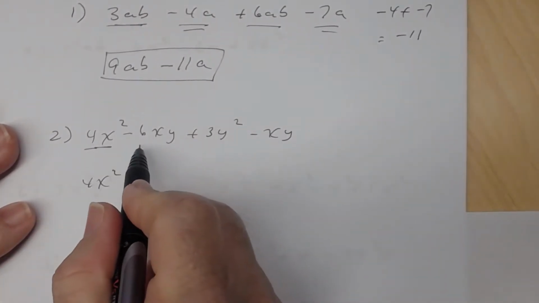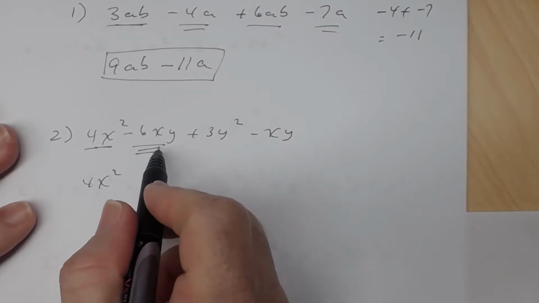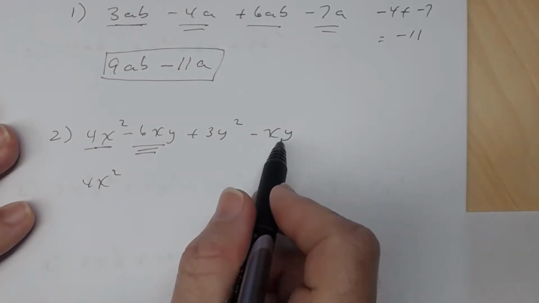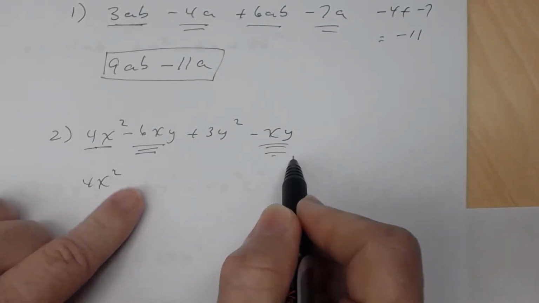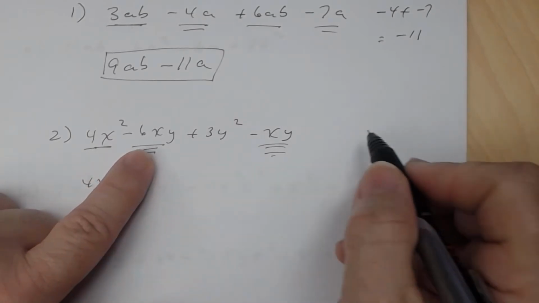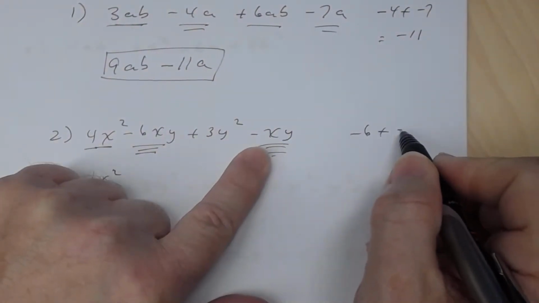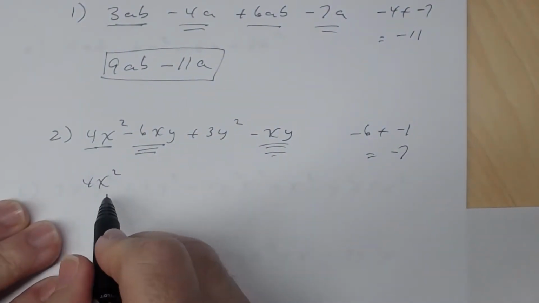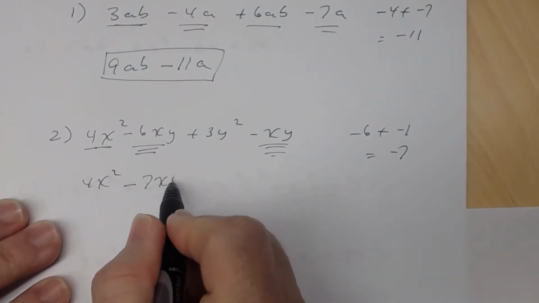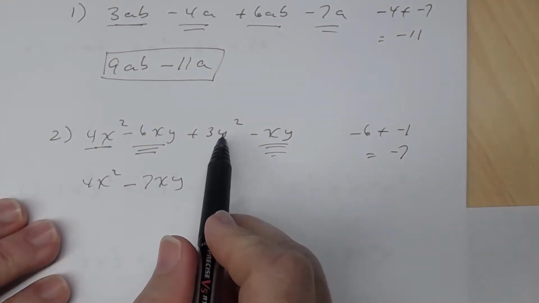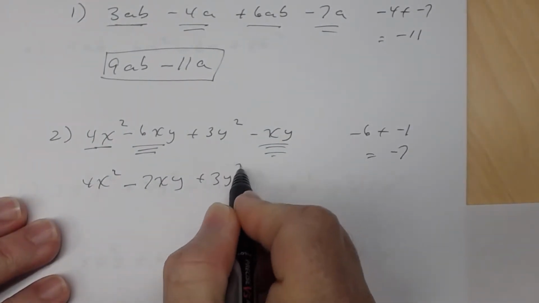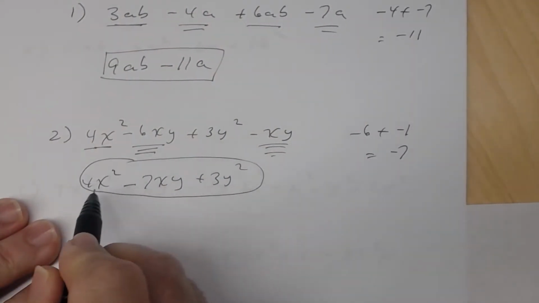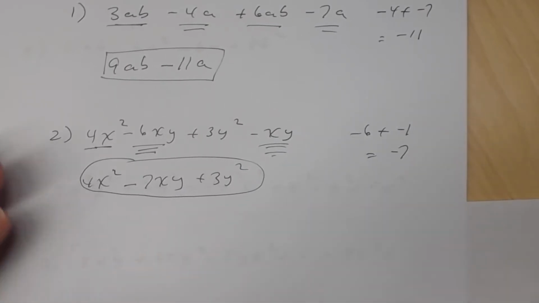Okay. Now my next one is 6xy. So is there any other term that's alike with it? And the answer is yes. There's this one. All right, so I'm going to underline these. So these are like terms right here. This is a -6. This is a -1. And so -6 and the -1 is a -7. So that becomes 4x squared minus 7xy. And the only term left over is 3y squared. So just rewrite it. All right, so there's your answer. Those are not like terms anymore, so you're done.